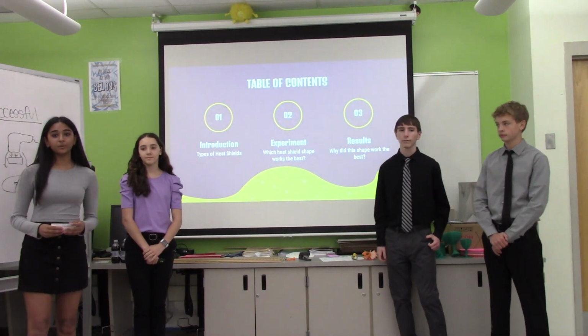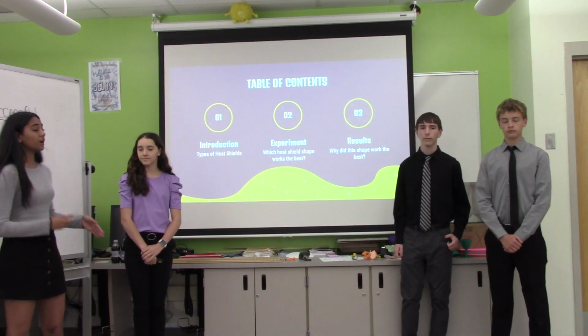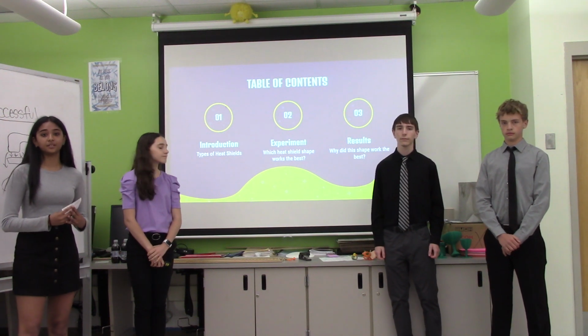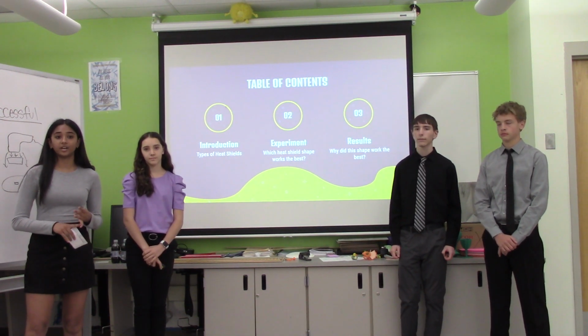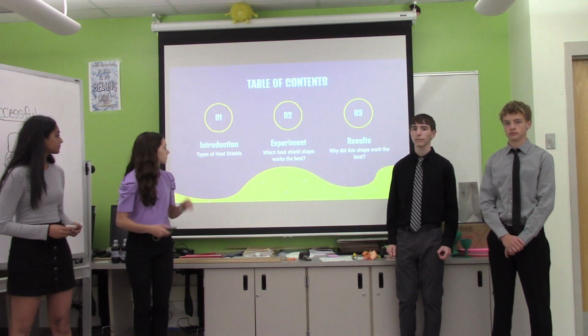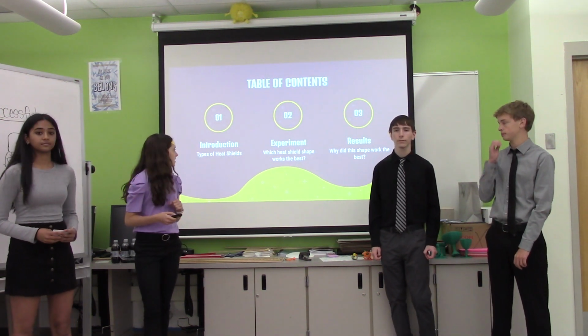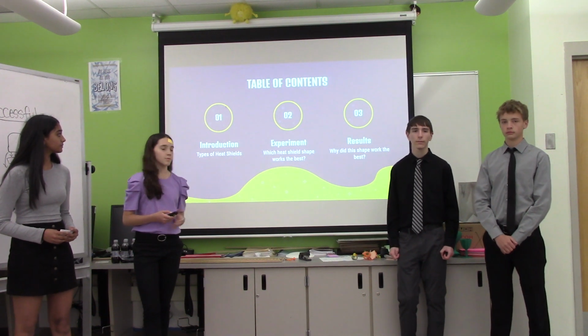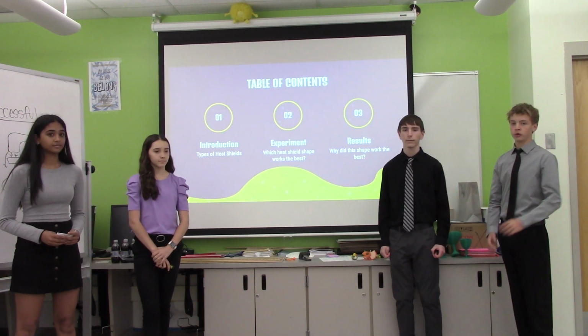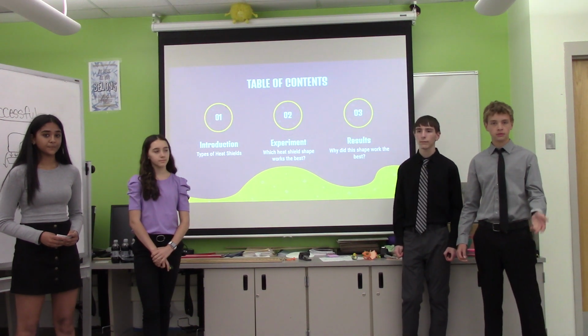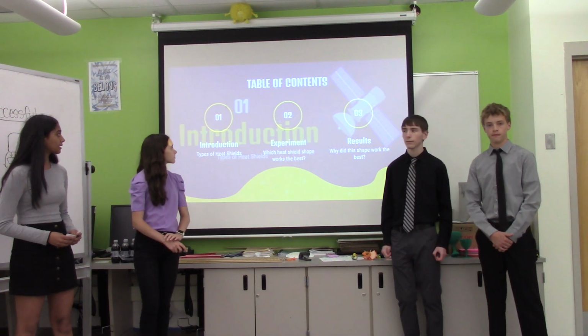So the first thing that we're going to look into is an introduction. We're going to hit 4 different types of heat shields, which are square, hexagon, circles, and lastly triangles. The next part of our project is to experiment, and we are going to look at which heat shield shape works the best. And finally, we'll look at the results and we'll look at which heat shield worked the best and why it worked the best.